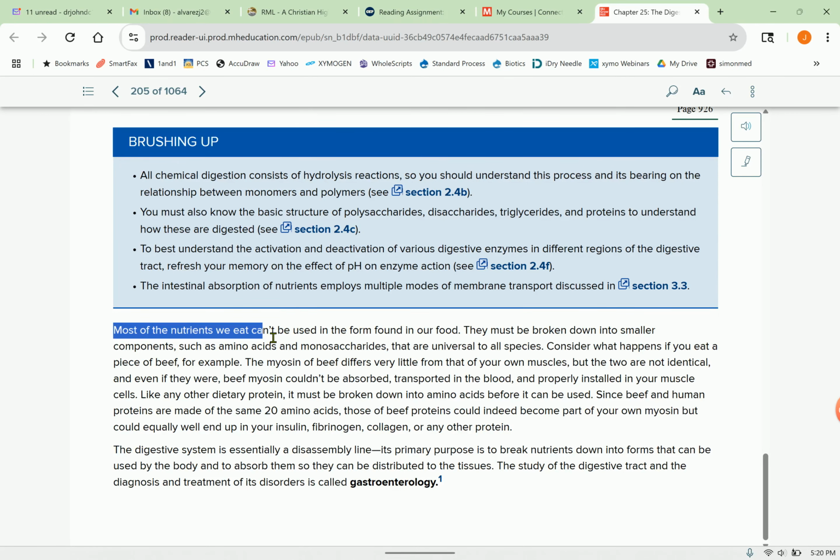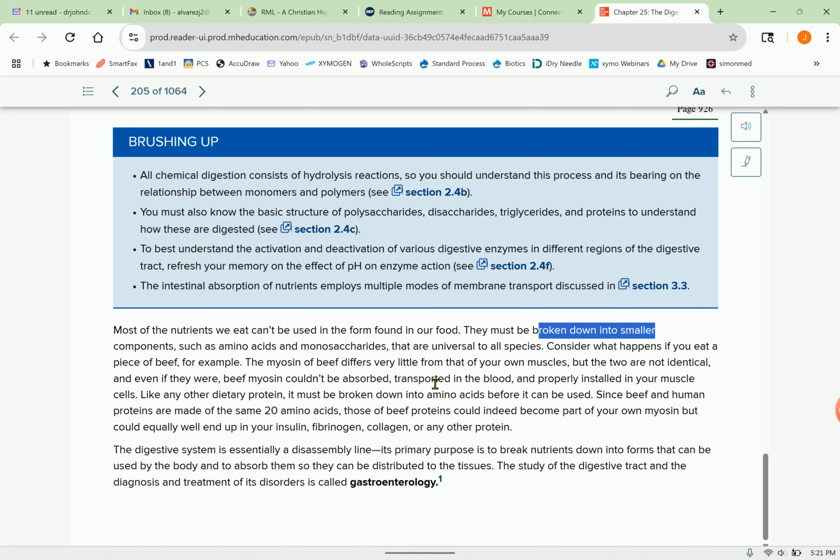Most of the nutrients that we eat cannot be used in the form found in our food unless they are broken down into smaller components. So fat is broken down into triglycerides, carbohydrates into monosaccharides, and protein into individual amino acids. Those are the macronutrients: carbohydrates, fats, and proteins.